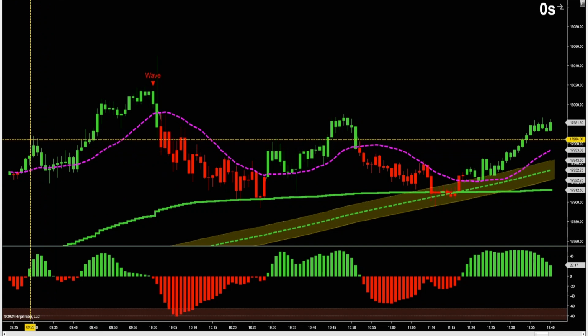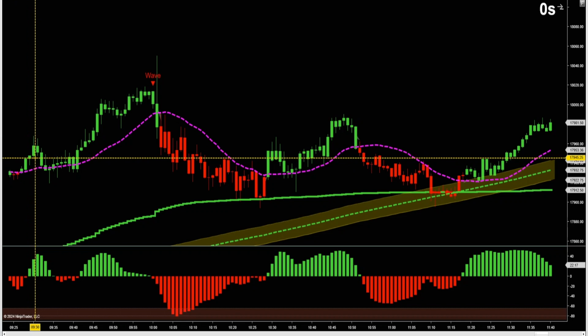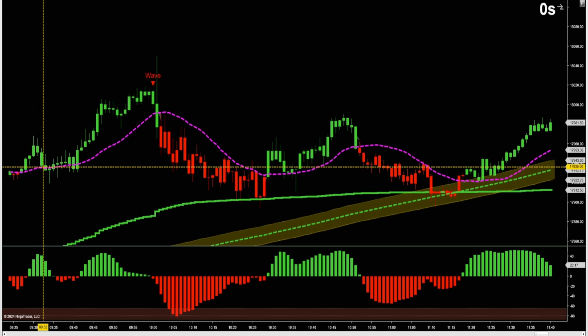This candle with the big wick here, if we break below the low of this candle, could be looking to short it. Short the bottom of this candle down to the 20. There's a little 10-point scalp for you.